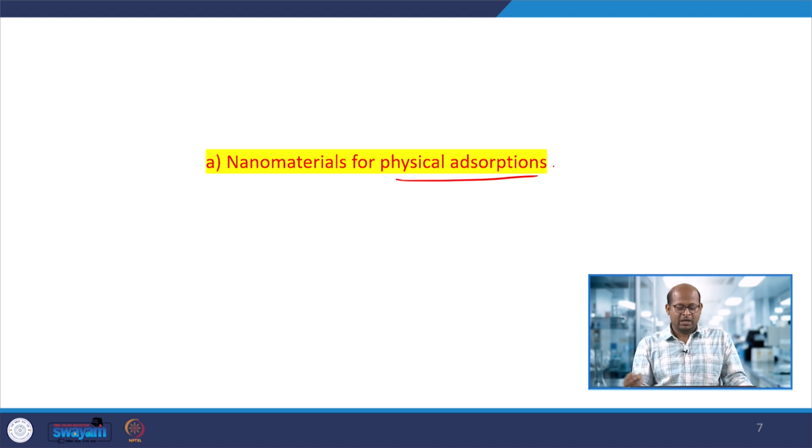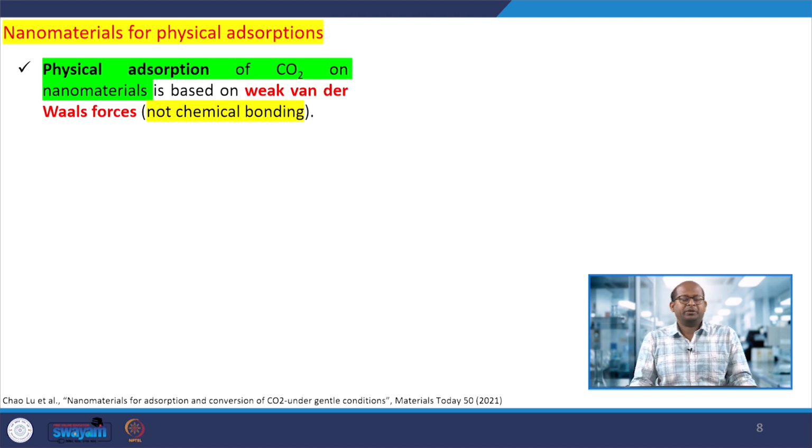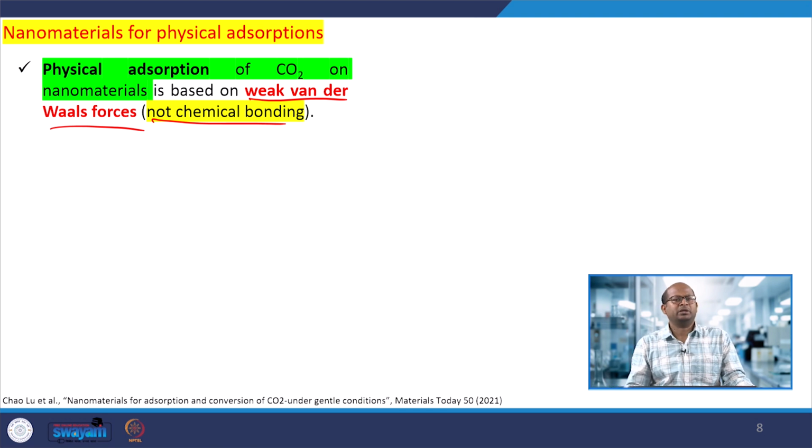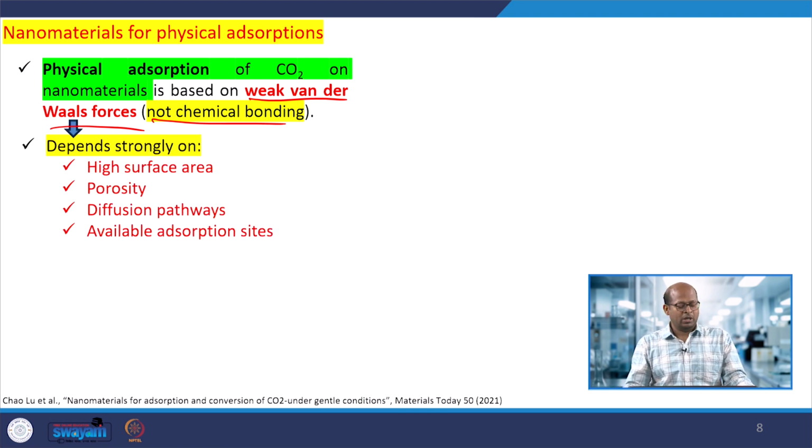So, physical adsorption of CO2. When CO2 is physically adsorbed on nanomaterials, there are interactions between CO2 and nanomaterials that are weak bond formations, which we can call van der Waals forces of attraction. Due to that, the CO2 molecules are weakly bound over the surface of the nanomaterials. So there is no chemical bonding, only weak bond formation, and by that we can separate out those CO2 molecules and capture them from the flue gas.